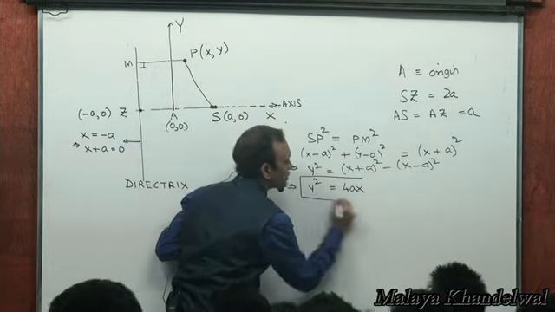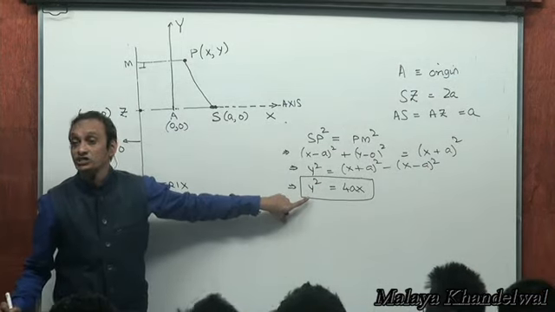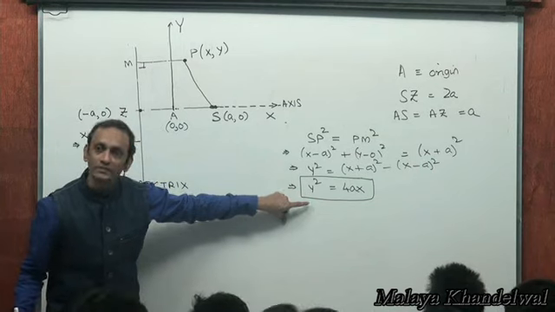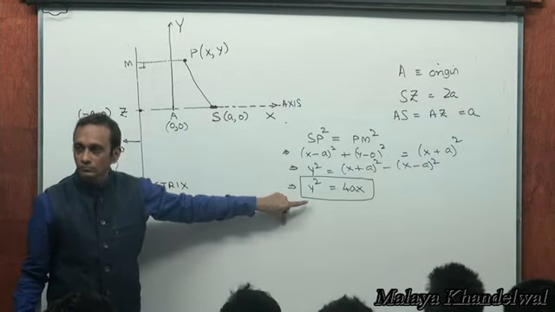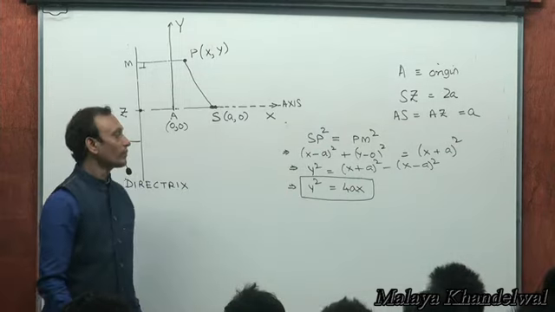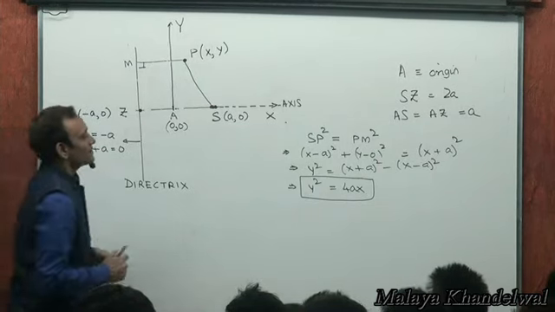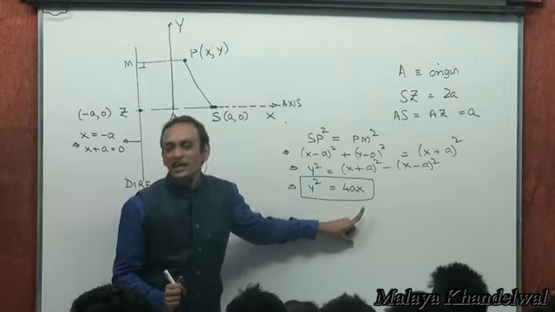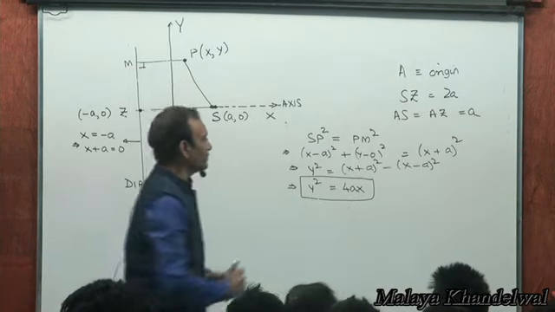So the moving point P would have variable coordinates x and y, always satisfying this condition, always commensurate with this requirement. Yes or no? Now notice, this then is the standard equation of a parabola.